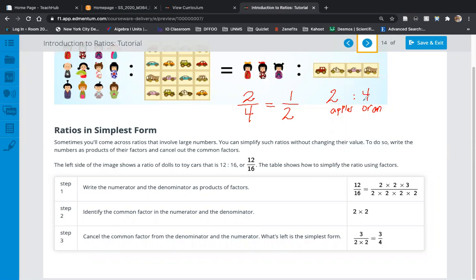So 2 cups of apples to 4 cups of oranges. If I'm saying that these two are equivalent, that means that I could make the same recipe using smaller quantities. So I could actually make the same thing. It would taste the same using 1 cup of apples and 2 cups of oranges, right? They're going to end up being equivalent quantities, because if I were to double this one, I'm going to end up getting 2 to 4.